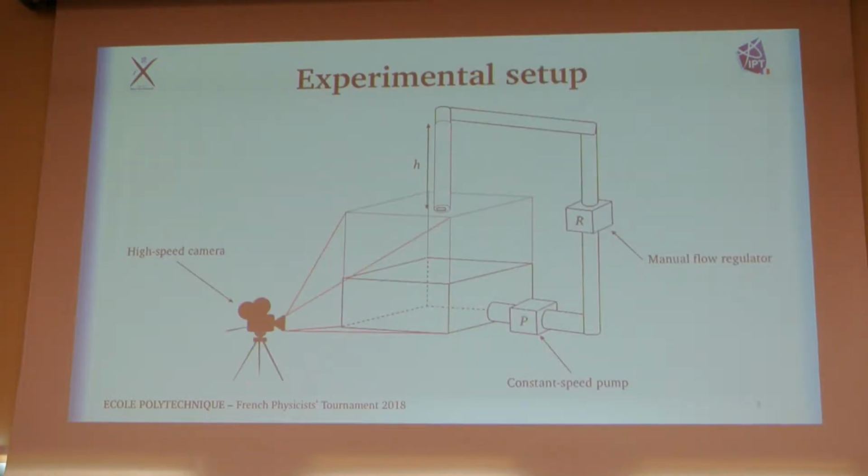Here is our experimental setup. We didn't have any manual pump that we could use to change the flow rate. So what we did was use a manual flow regulator with a tube with a height H, and at the end of the tube you have the slit that creates the helix. We changed H to change the flow rate, and we have a high-speed camera to record all this.